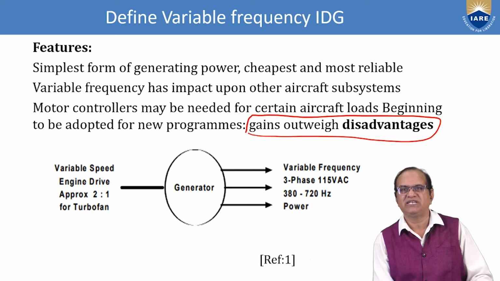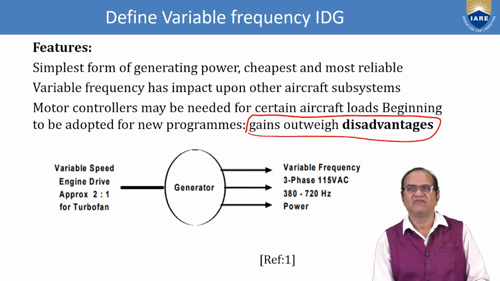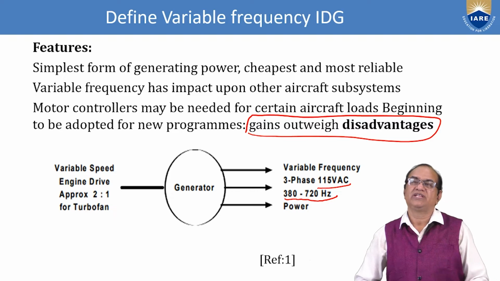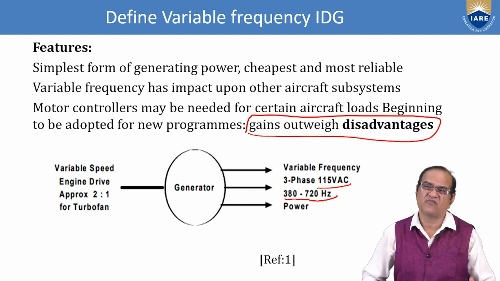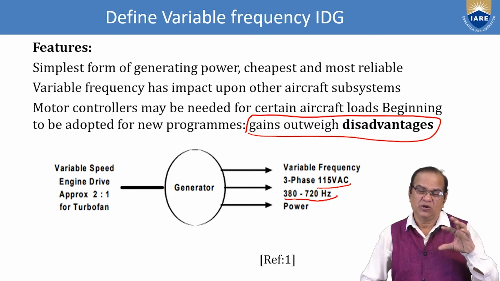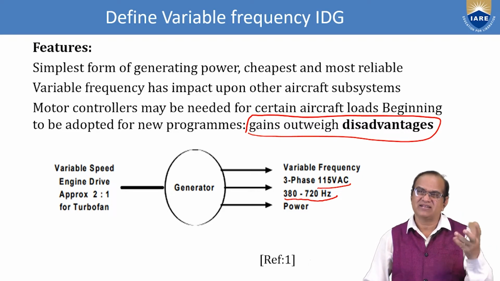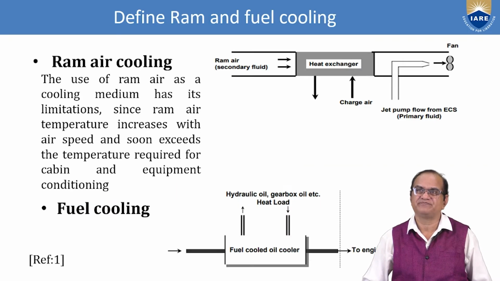Here we have the variable speed engine drive; an approximately 2:1 variable speed drive may be accepted. It will go to the generator. From here you will get a constant voltage but varying frequency on this system. So this is a very simple system, but it is not so accurate. The chances of failure of the systems where this power is used may increase. Also, the weight of the system, your wiring, the size of the wire will be more, and in this way the weight will be higher.